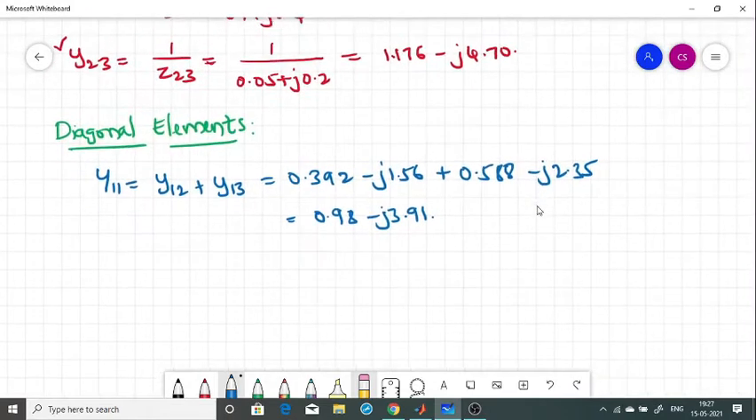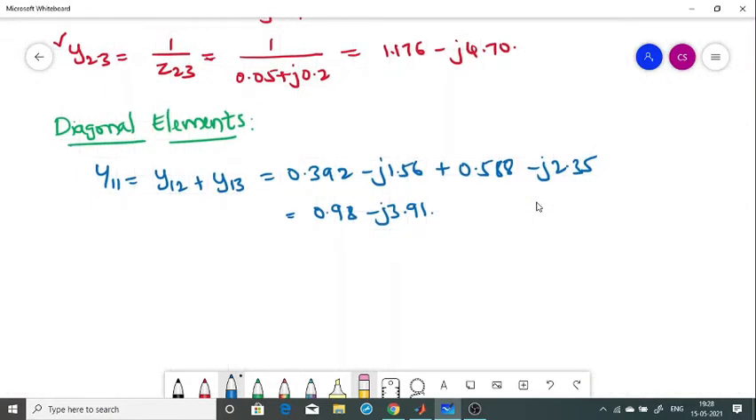Next, this is at bus number 1. Similarly, calculate at bus 2, that means capital Y22. What is capital Y22? It is the elements which are connected to bus number 2. How many elements are connected to bus number 2? 21 and 23. Therefore, Y21 plus Y23.